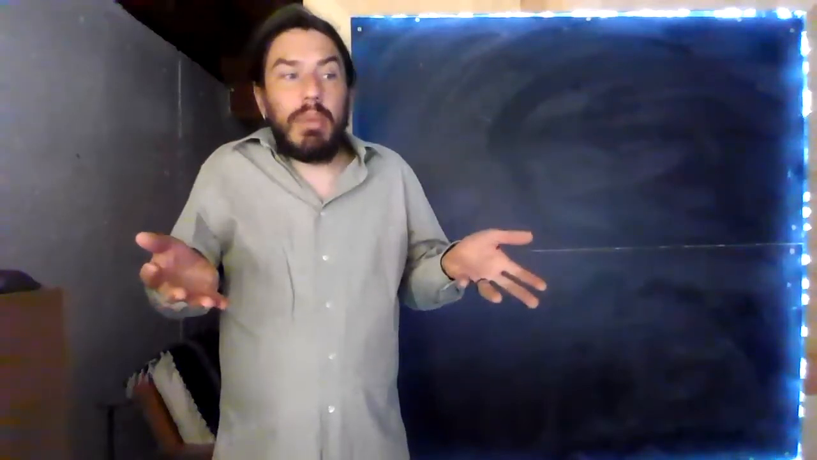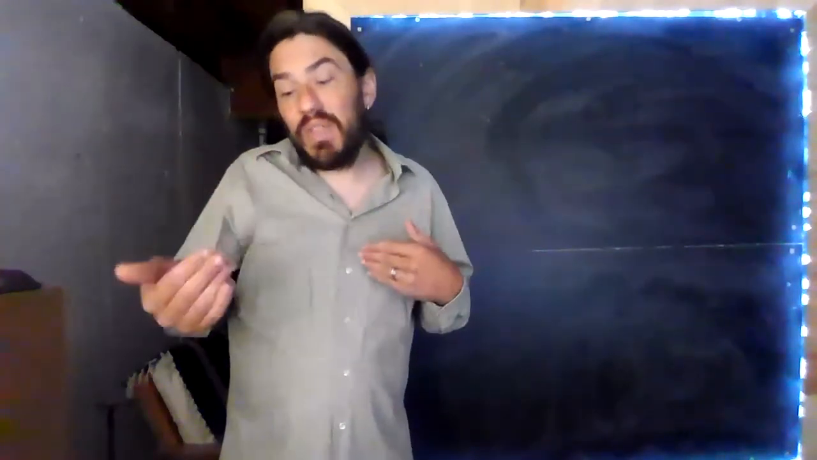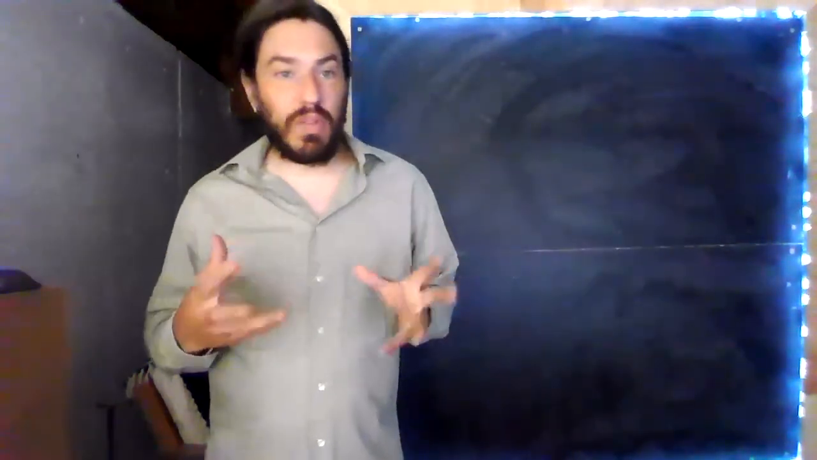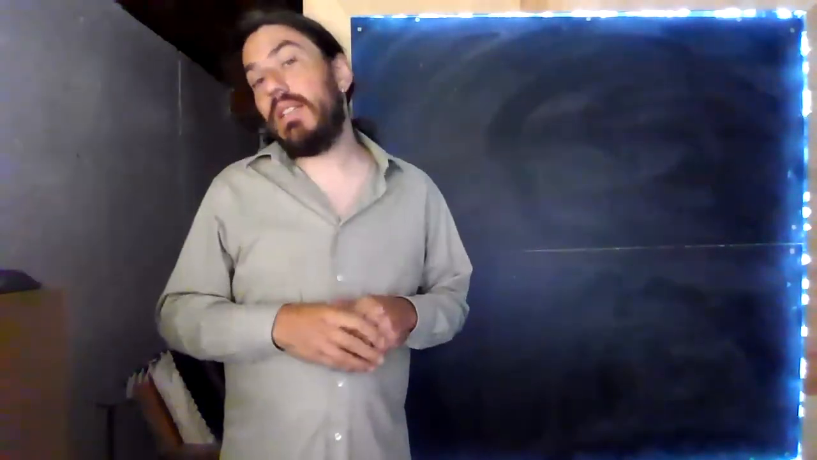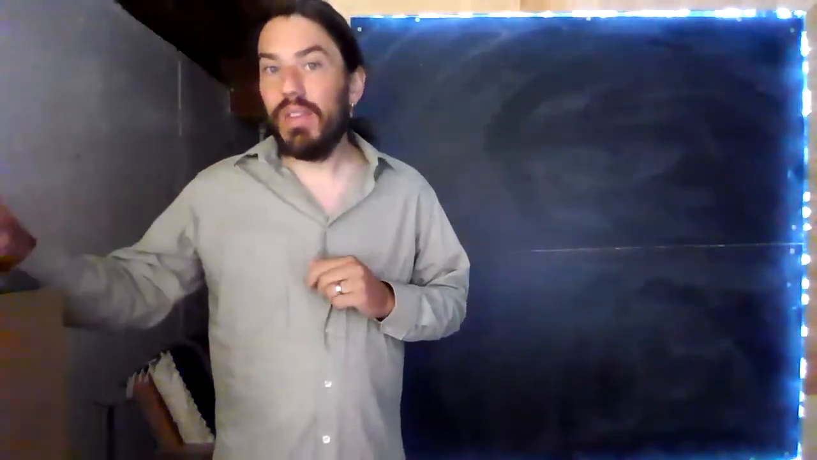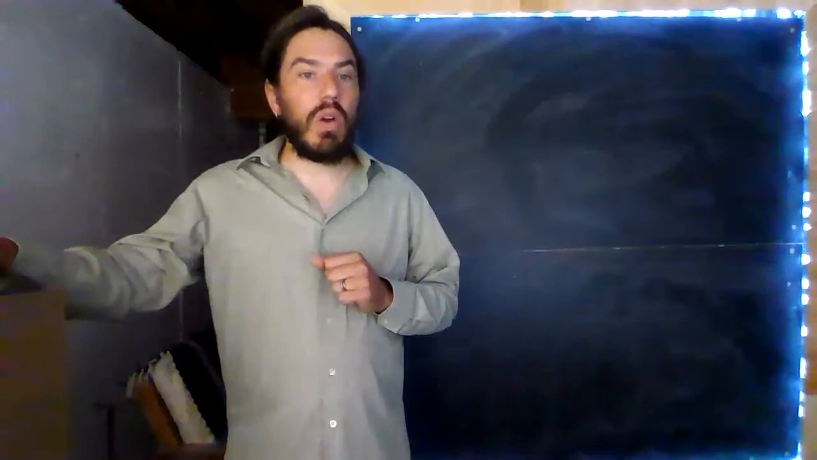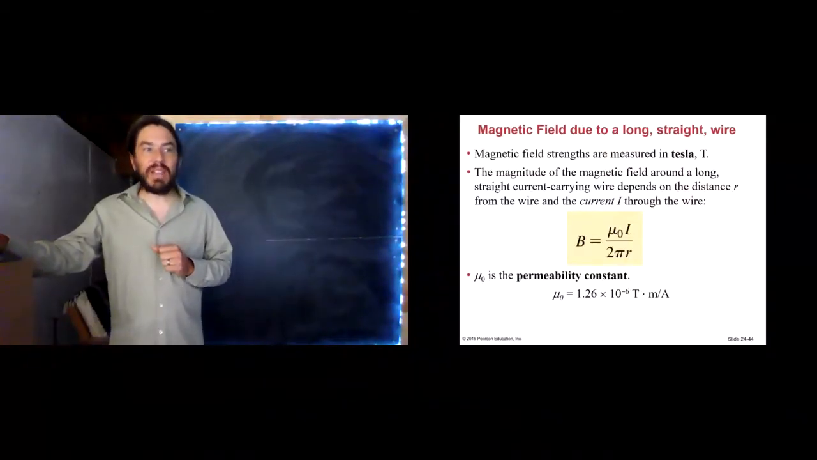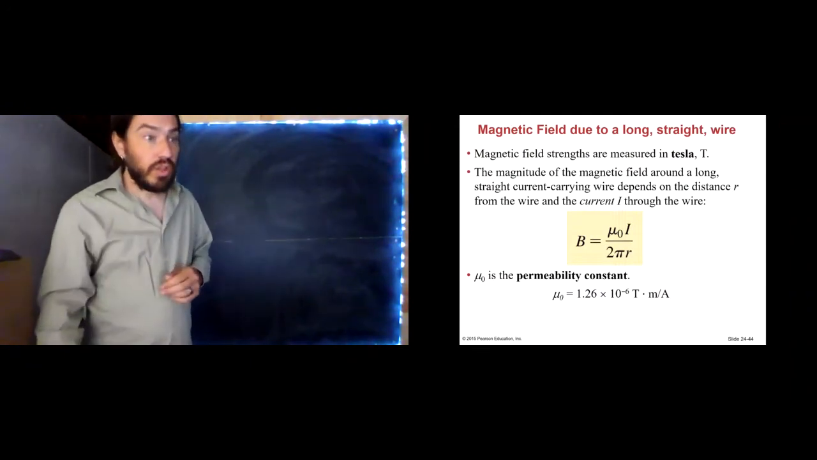So we've talked generally about the fact that magnetic fields are created by currents. And we've talked kind of about the shapes of those magnetic fields. Now let's get into some of the nitty-gritty and present some equations for how to calculate those magnetic fields. So here we see the equation for the magnetic field due to a long straight wire.